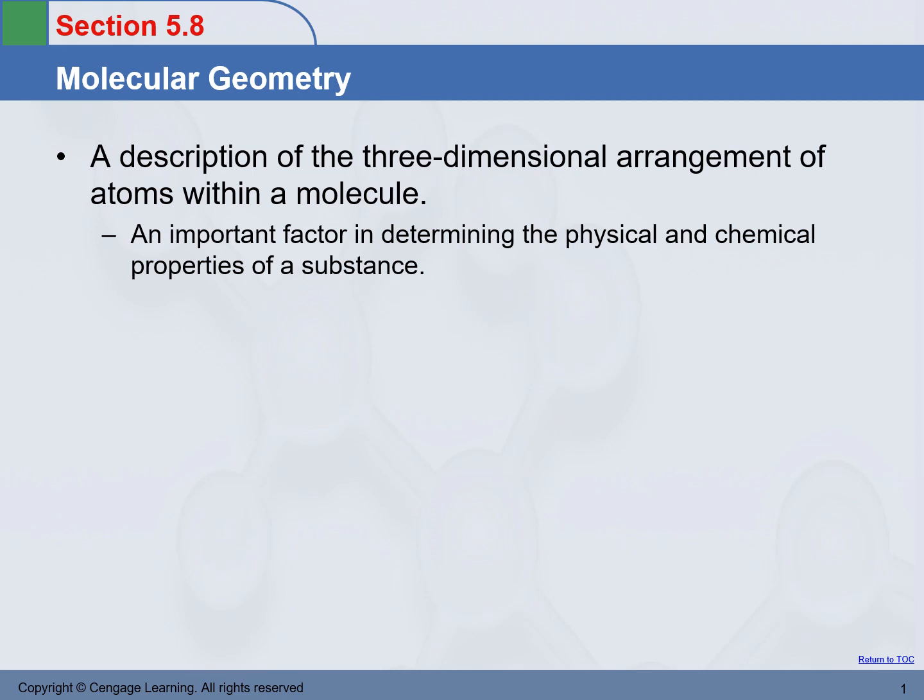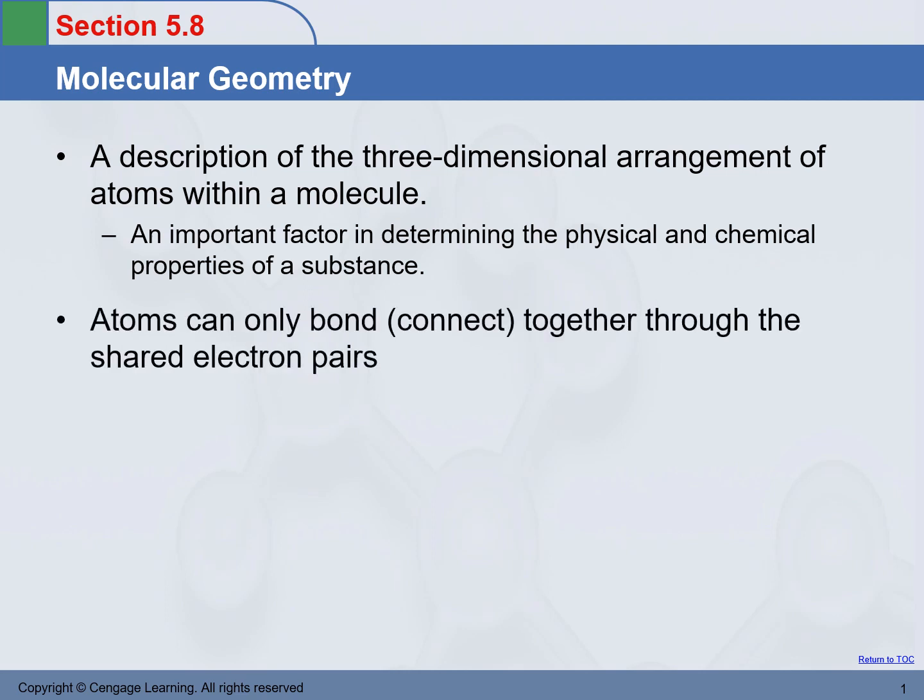Keep in mind, two atoms can only bond together if they have electron pairs shared in between them. So atoms can only link together if they have electrons in between that are being shared, be it a single bond, double bond, or triple bond. Keep this in mind. Because of this, let's do things a little bit differently this time.